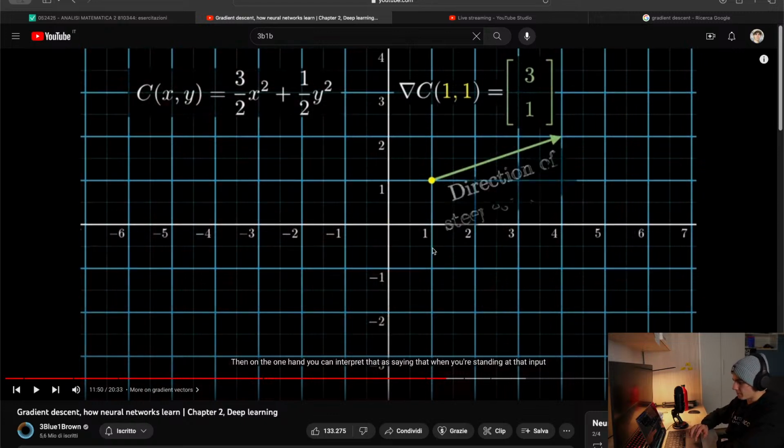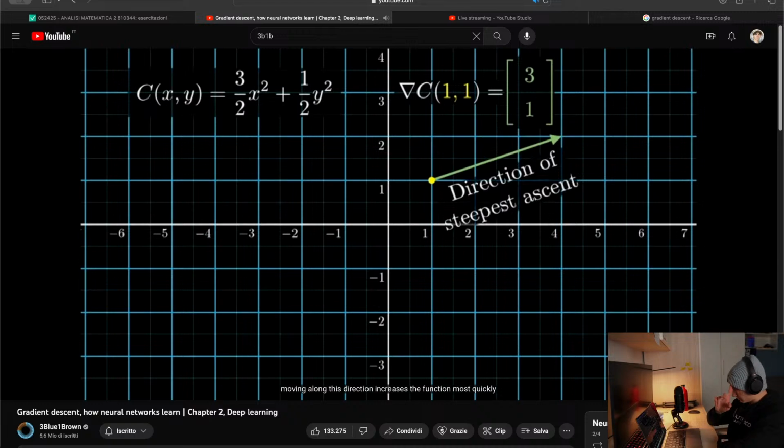C'è una funzione 3 mezzi x al quadrato più mezzo y al quadrato, prendi un punto a caso della funzione, il punto 1, 1, e vedi che il gradiente nel punto 1, 1 ti dà questo vettore qui, 3, 1. Ti sta dicendo muoviti a destra di 3 rispetto all'asse x e in alto di 1, quindi rispetto all'asse y, per avvicinarti nella maniera più veloce possibile al massimo locale di quella funzione, per incrementare il tuo valore il più possibile. When you're standing at that input, moving along this direction increases the function most quickly.